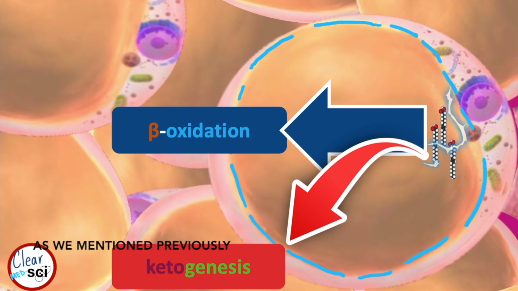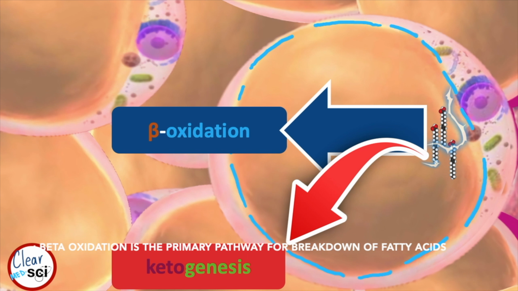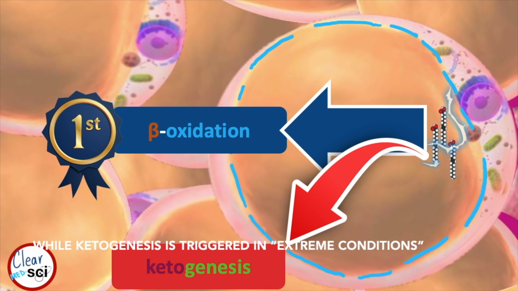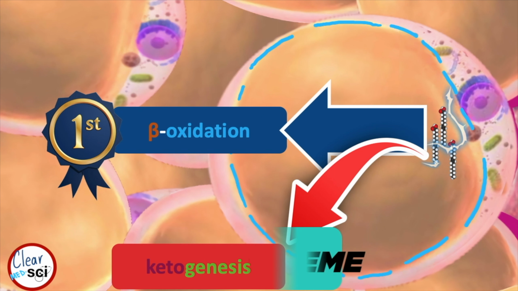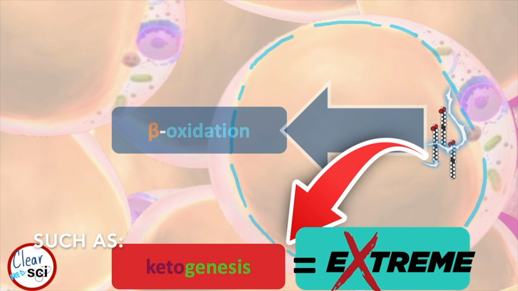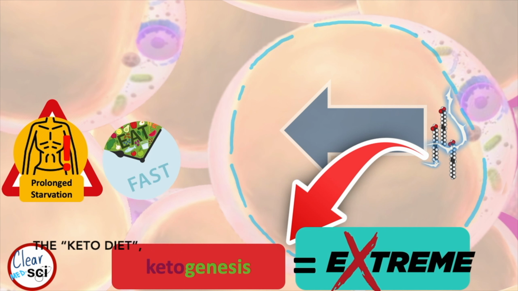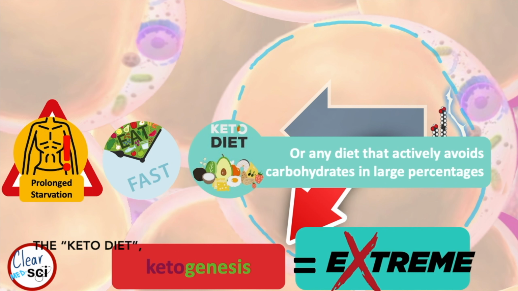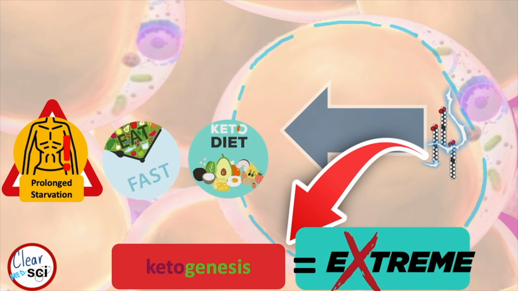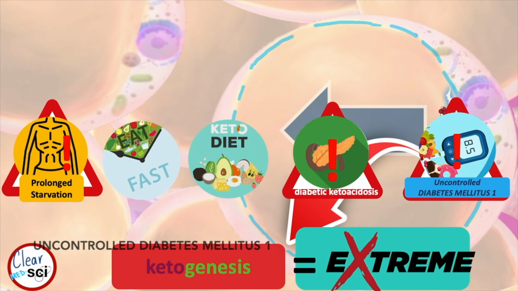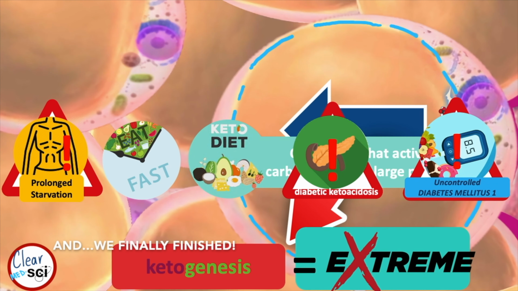As we mentioned previously, beta oxidation is a primary pathway for breakdown of fatty acids, while ketogenesis is triggered in extreme conditions, such as prolonged starvation, intermittent fasting, the keto diet, or any diet that actively avoids carbohydrates in large percentages, diabetic ketoacidosis, uncontrolled diabetes mellitus 1 more prominently, etc. And we finally finished!